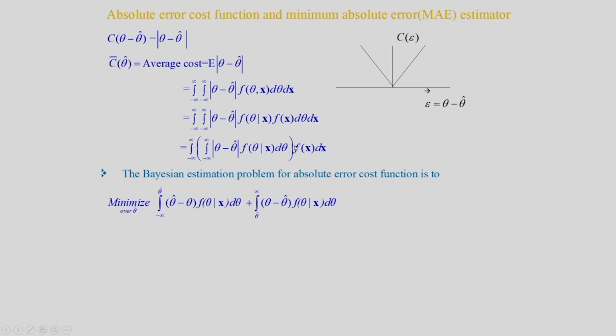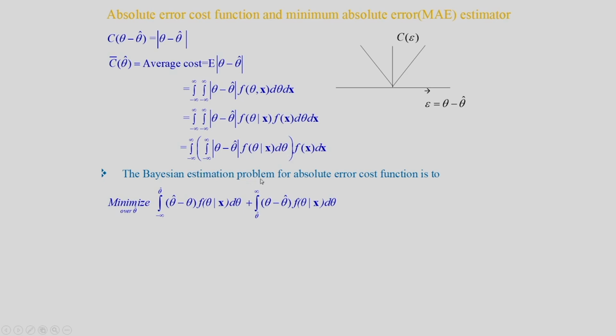As earlier, we can now take f of x dx outside, so that we have two integrals, one outer integral and one inner integral, and this quantity is always greater than or equal to 0. Therefore, the minimum can be obtained by minimizing this expression only.